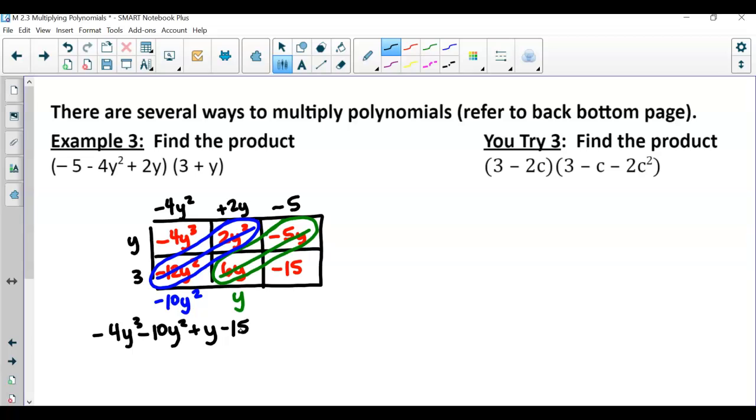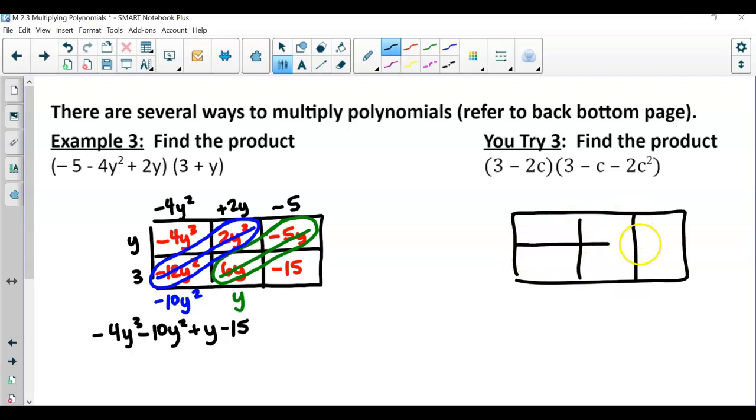And here we go. So again, see how you have 3 terms and 2 terms. So I'm going to set this up here again as 3 terms and 2 terms. So standard form, negative 2c squared minus c plus 3. That is a positive 3. Then here, remember, variable first. So negative 2c plus 3. Now we can fill in the information.